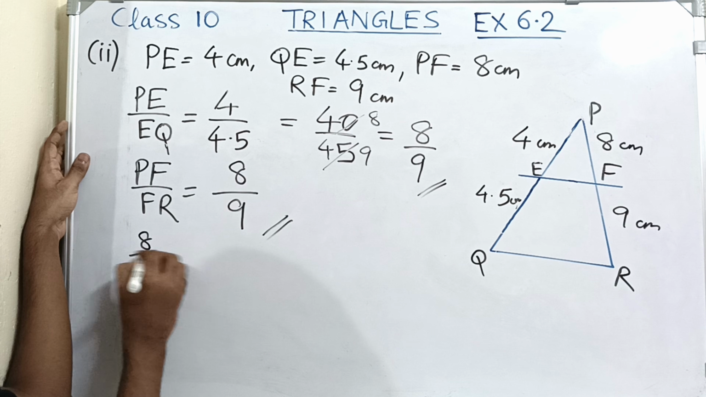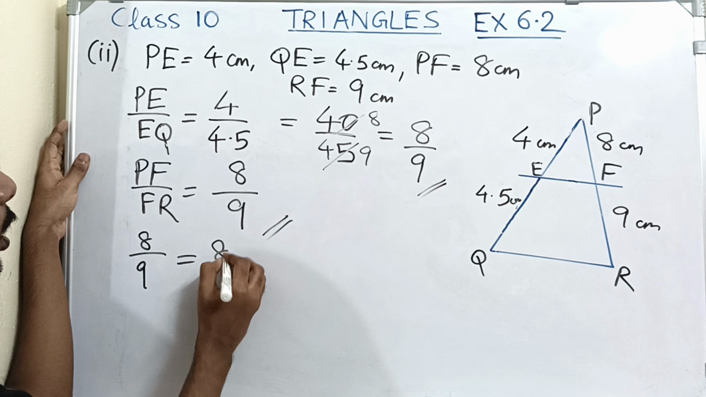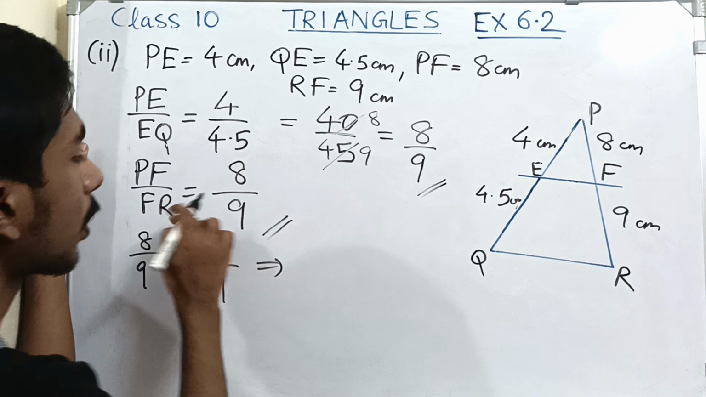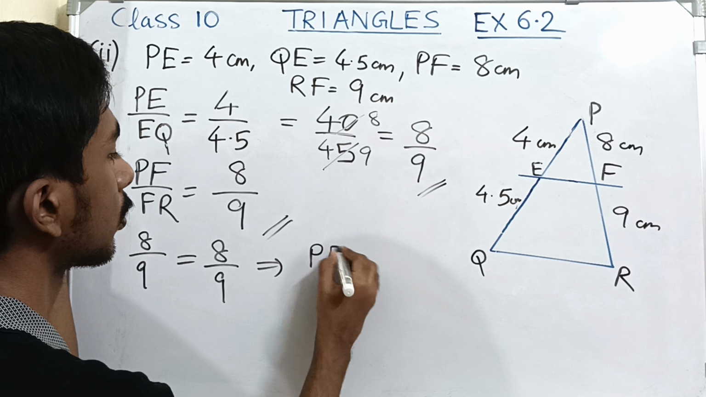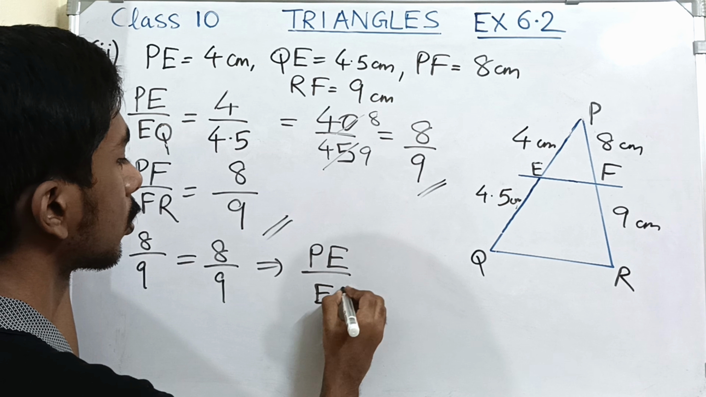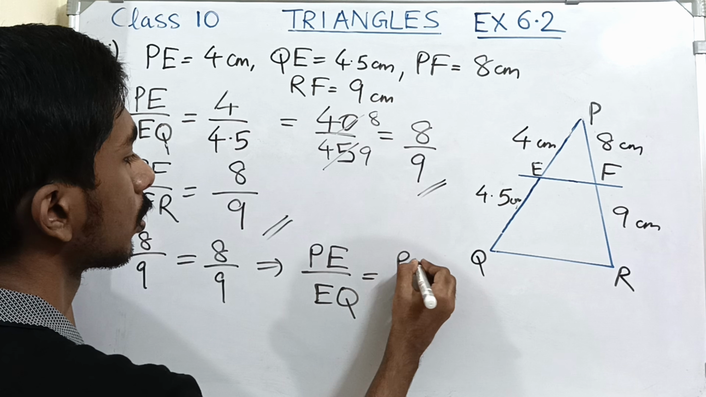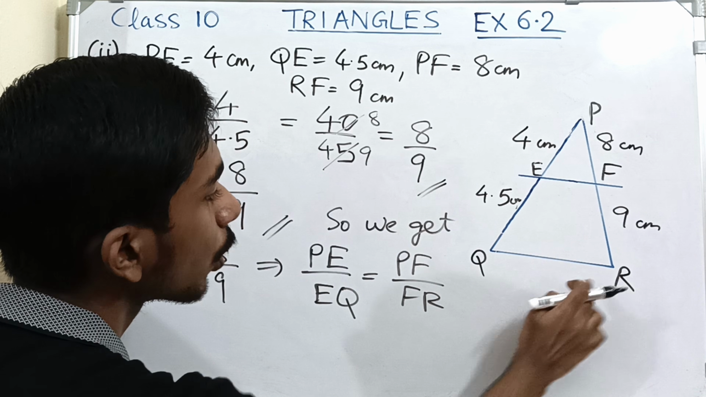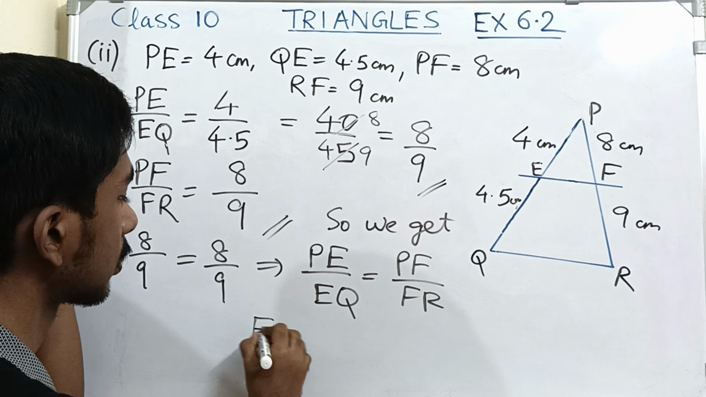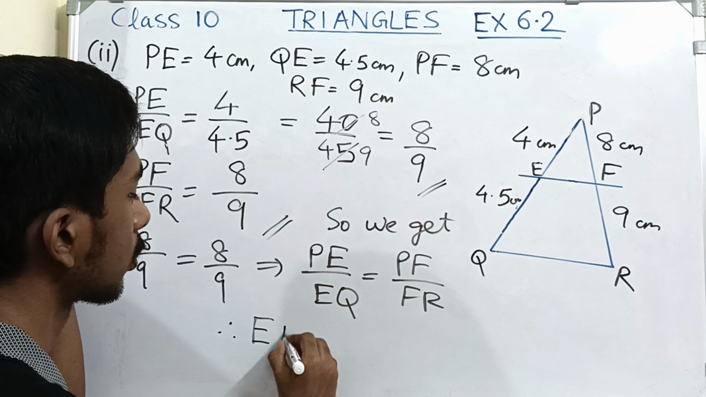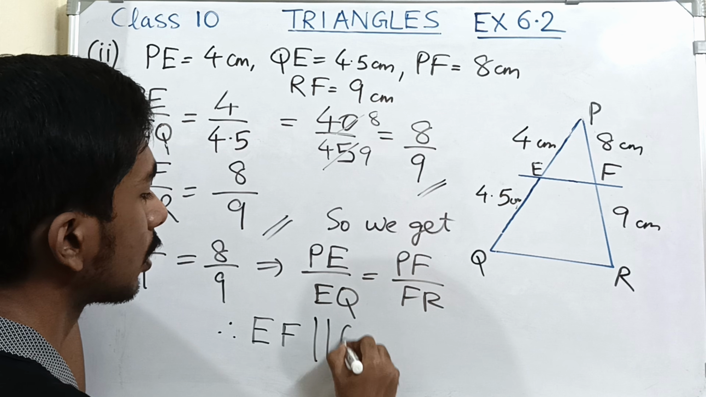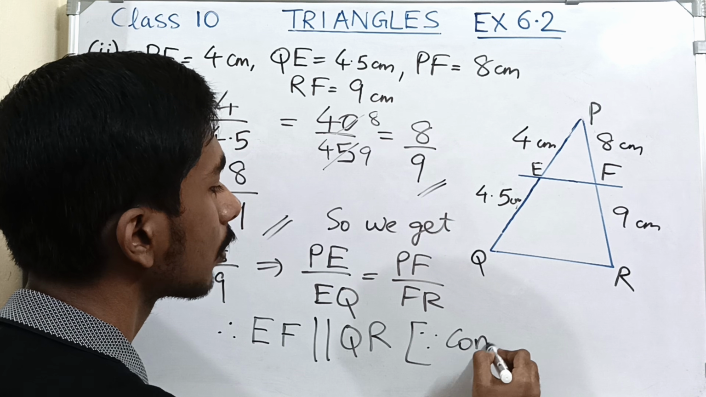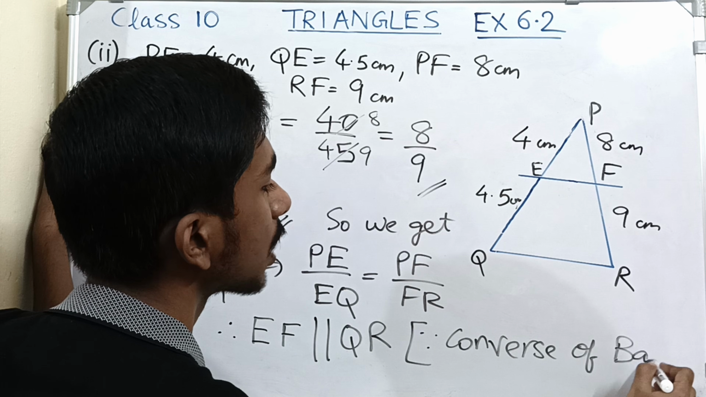So we will write 8 over 9 is equal to 8 over 9. This implies PE by EQ is equal to PF over FR. So EF is parallel to QR in this case. Therefore, EF is parallel to QR. Reason is converse of basic proportionality theorem.